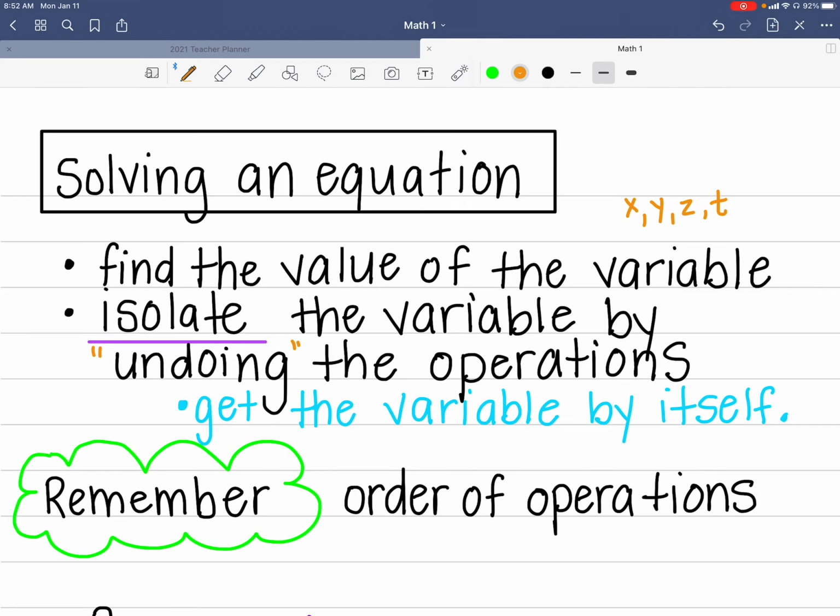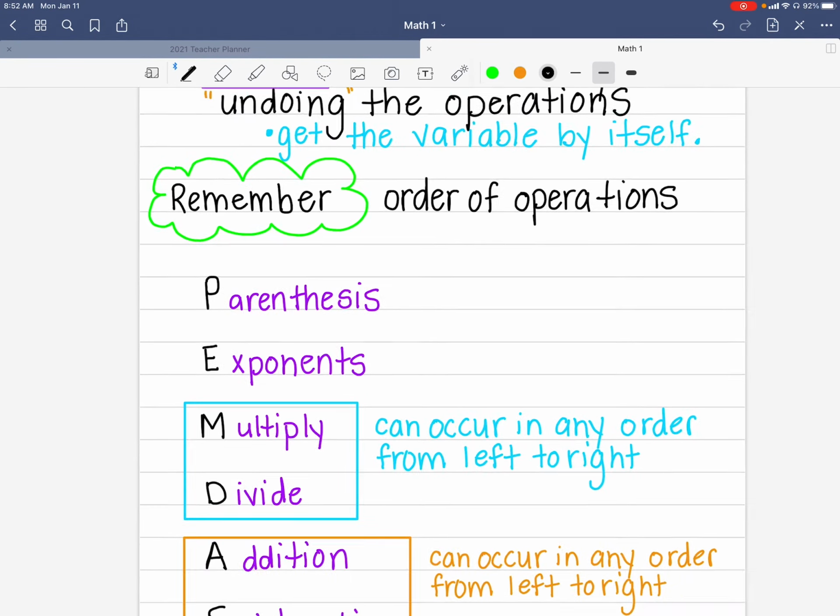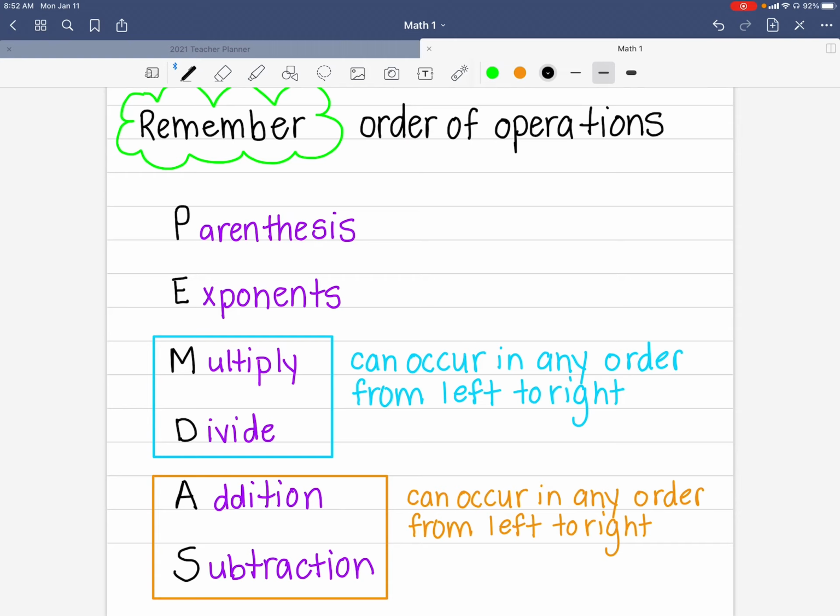In order to do that, let's remind ourselves of the order of operations. Remember, order of operations is PEMDAS, depending on how your teacher said it. P stands for parentheses, E stands for exponents, but what we're really going to focus on is multiplication and division. Remember, those can occur in any order, depending on which one occurs first from left to right. And then addition and subtraction, and again, those occur in order from left to right.